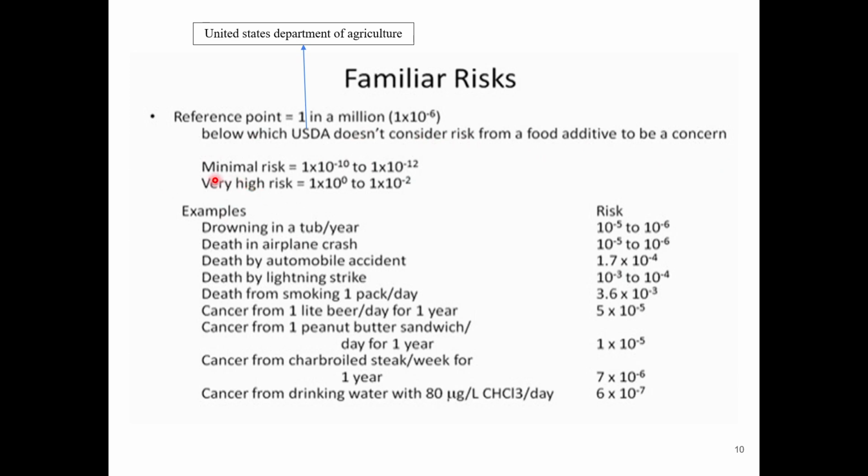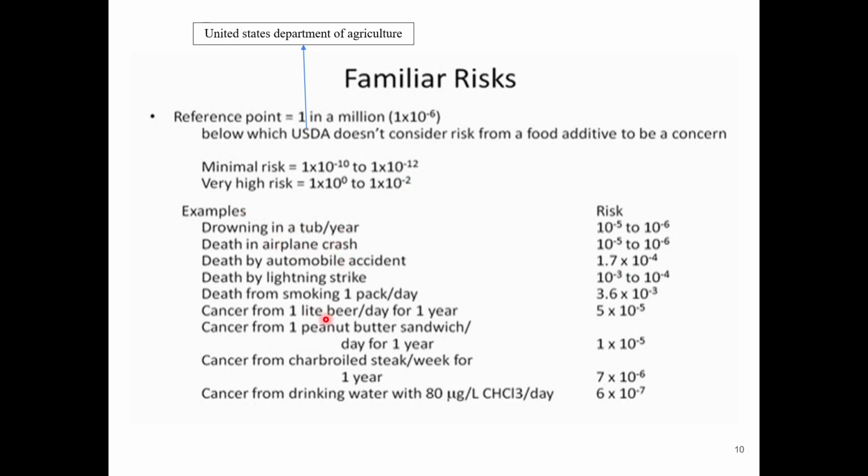Minimal risk is when it is between 10 to the power minus 10 to 10 to the power minus 12, and very high risk is when it is 1 to 10 to the power minus 2. So 10 to the power 0 is 1, that is every event has an occurrence of risk. So 1 to 10 to the power minus 2 is 1 in 100. Okay, so that is very high risk.